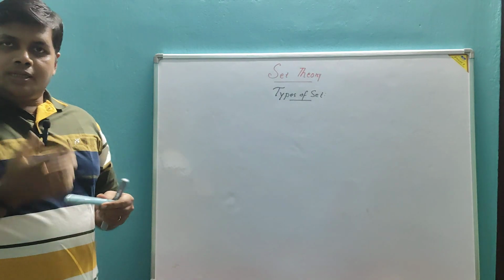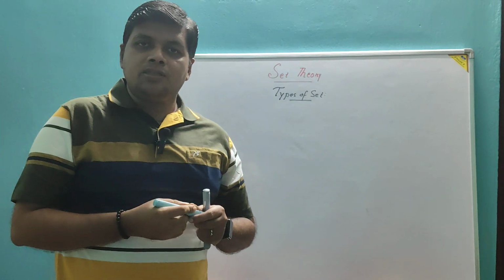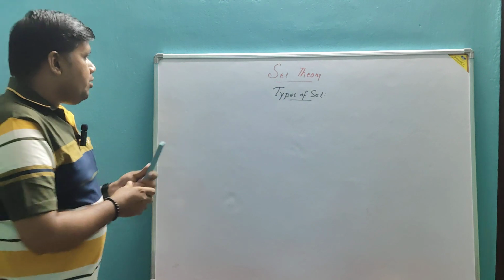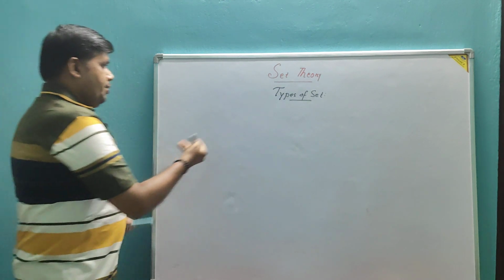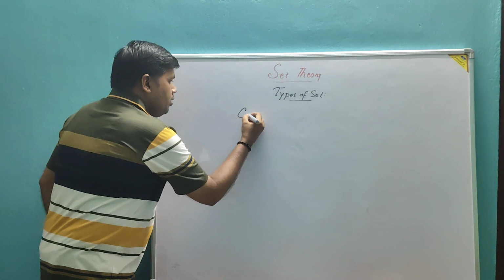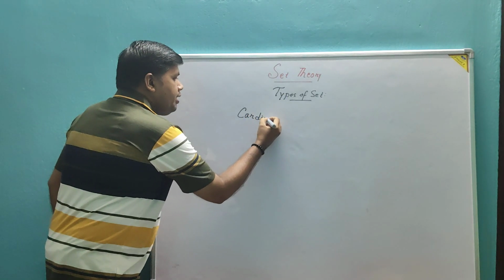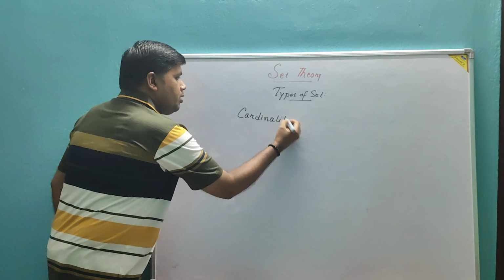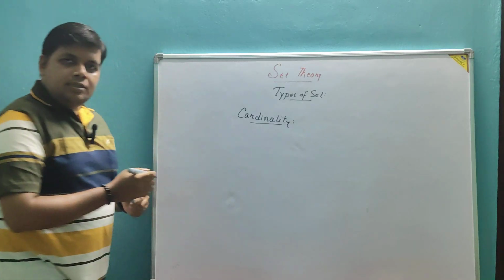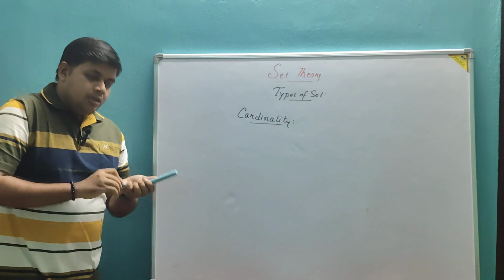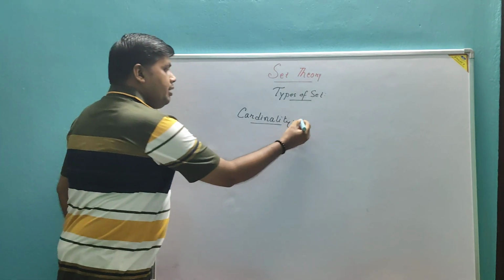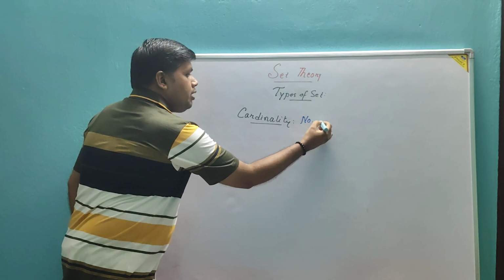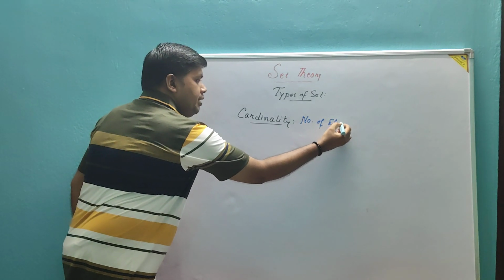So before discussing the different types of sets, we have to be familiar with a term called cardinality. So what is called cardinality? Cardinality of a set is nothing but the total number of elements in a particular set. Total number of elements in a set.